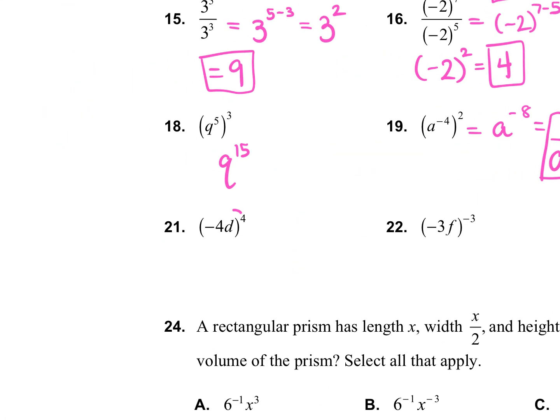Here, we got to distribute that power. And then negative 4 to the 4th. Remember, it had parentheses around it. I just kind of continued it. Is 256.